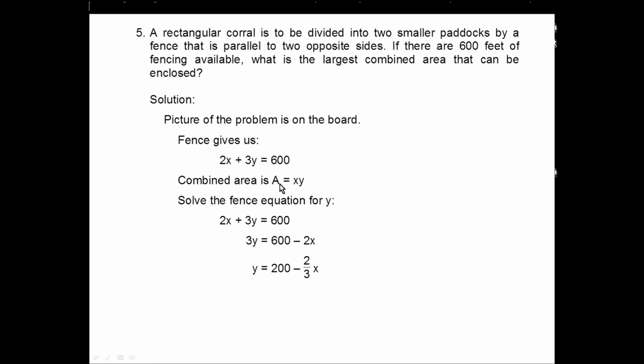So I can now write this in its factored form of x times 200 minus 2/3 x. Again, it's factored. We didn't have to do any work. It's because area is length times width. Okay. Now, we need the x that's halfway between the two x-intercepts. So let's find the two x-intercepts. Okay, this one gives me 0. I've got a little bit of work to do on that one.